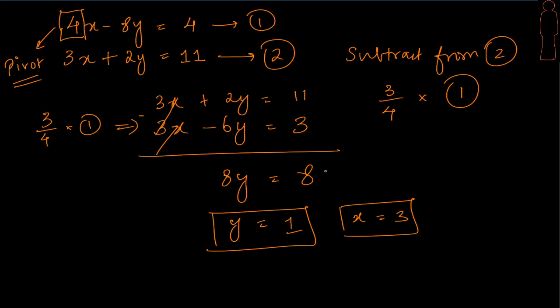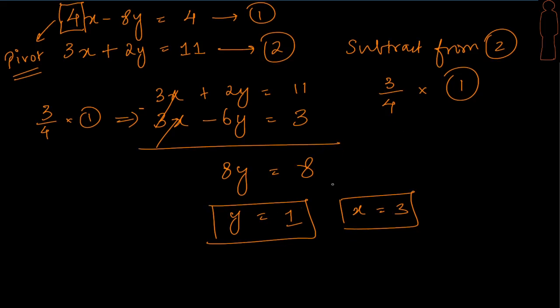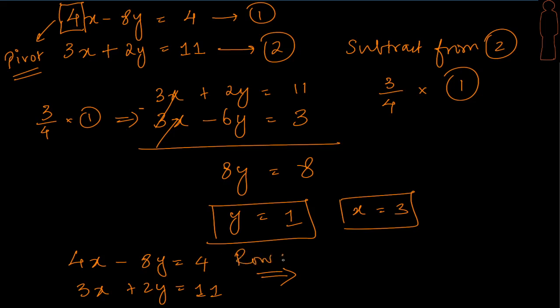So let me just write down the equations that elimination is bringing up. So the first set of equations we had is 4x minus 8y equal to 4 and 3x plus 2y equal to 11. Now we do a pivot operation, or if you want, we can even call it a row operation. Why is this a row operation?